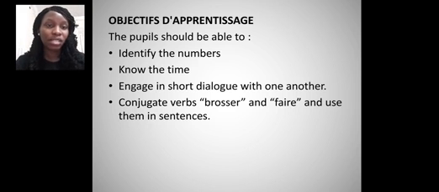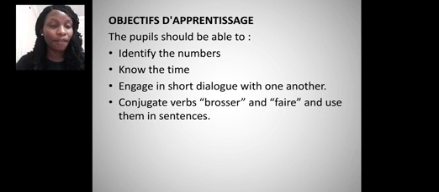Objectif d'apprentissage. The objectives of learning this topic. At the end of this class, you should be able to identify numbers, know the time, engage in short dialogue with one another, conjugate verbs brosser and faire, and use them in sentences. Brosser, to brush. Brosser les dents, brush your teeth. Faire simply means to do, the verb to do something. Je fais mes cheveux, I'm doing my hair.